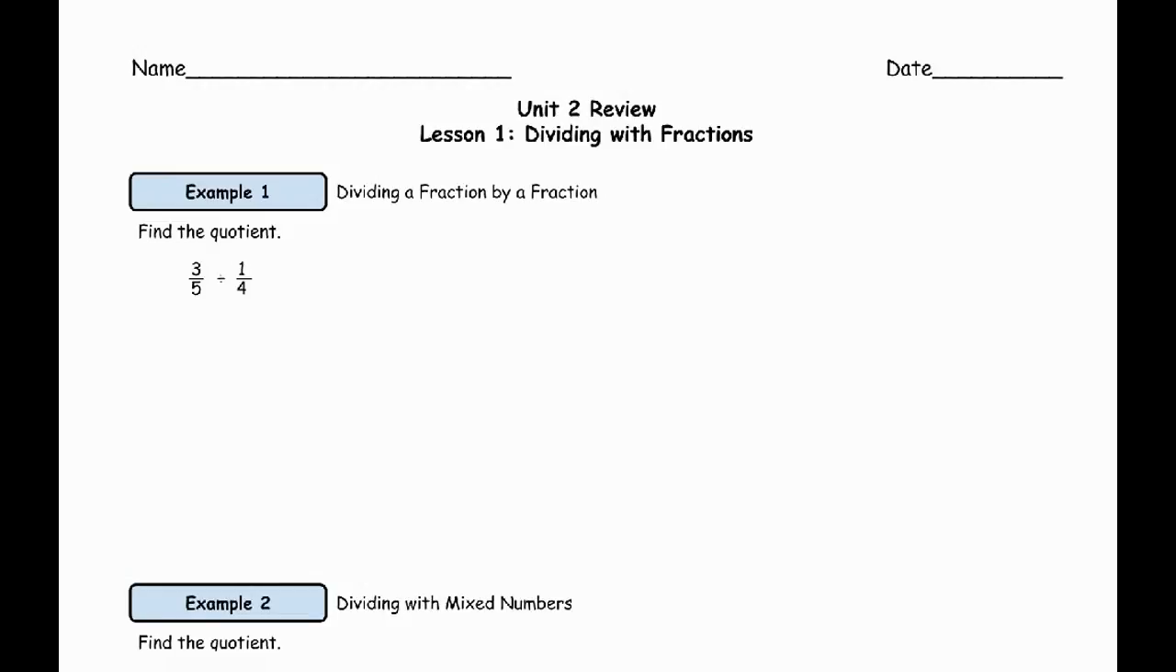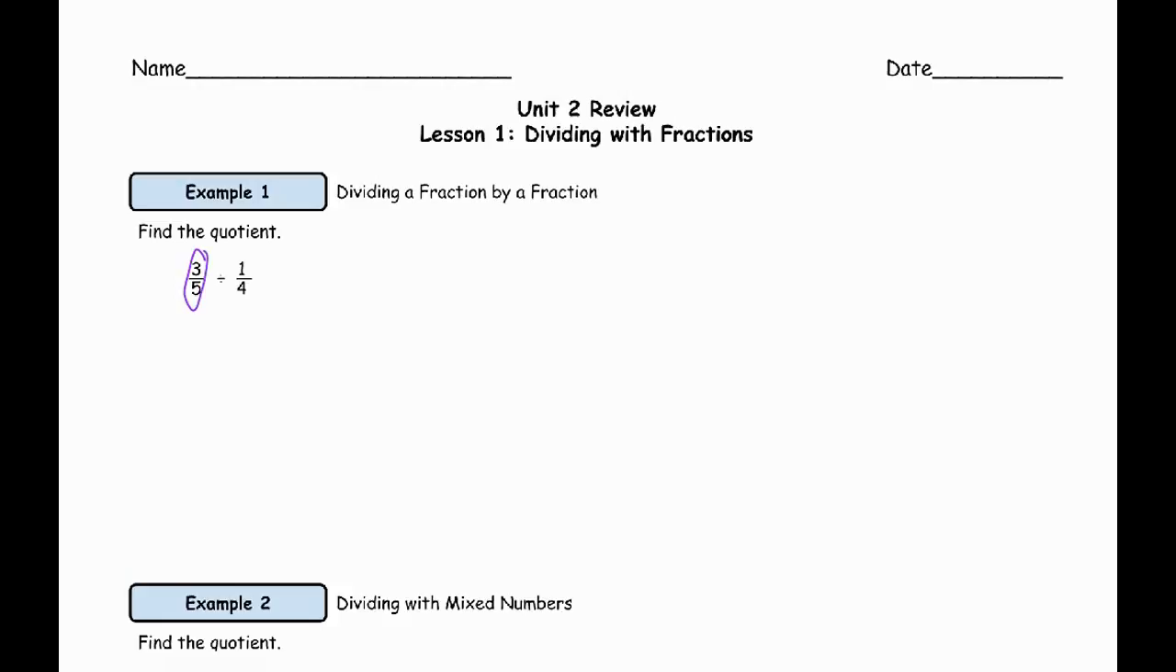Example 1, dividing a fraction by a fraction. Find the quotient 3/5 divided by 1/4. There are many ways we can divide fractions. I'm going to show you two ways. First of all, we can multiply 3/5 by the reciprocal of 1/4.